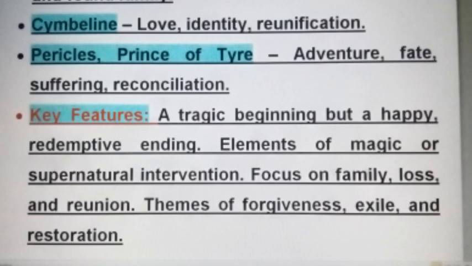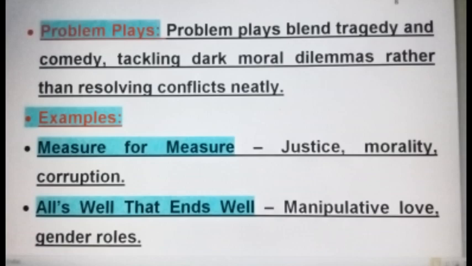The key features in Shakespeare's romances or late plays are a tragic beginning but a happy redemptive ending, elements of magic or supernatural intervention, focus on family, loss and reunion, themes of forgiveness, exile and restoration.